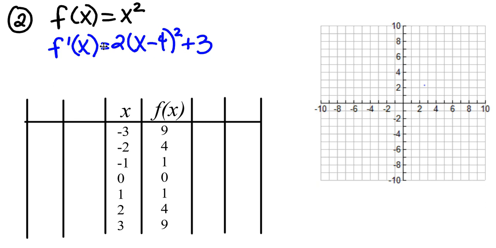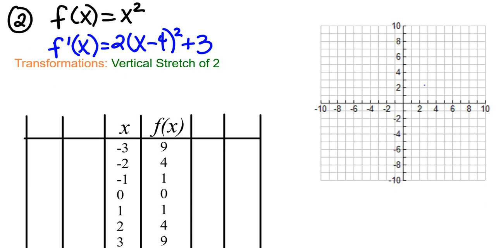So the 2, we know that's an output change. It's a multiplier. That's going to be a stretch. Because it's positive, it's a vertical stretch of 2, meaning 2 times faster than it was before. So I'm going to take all of my current outputs and multiply them by 2.